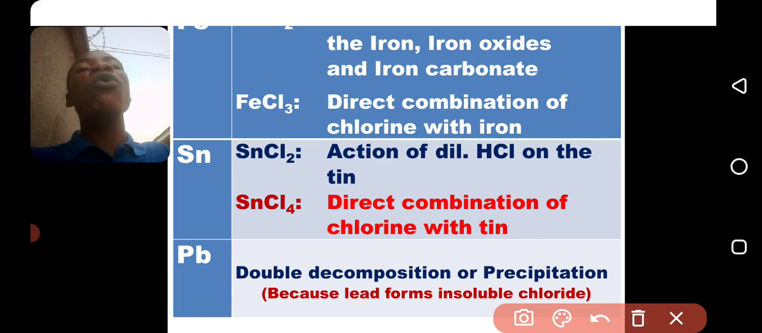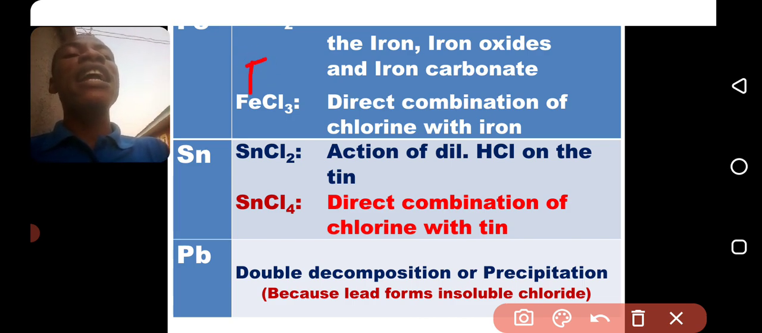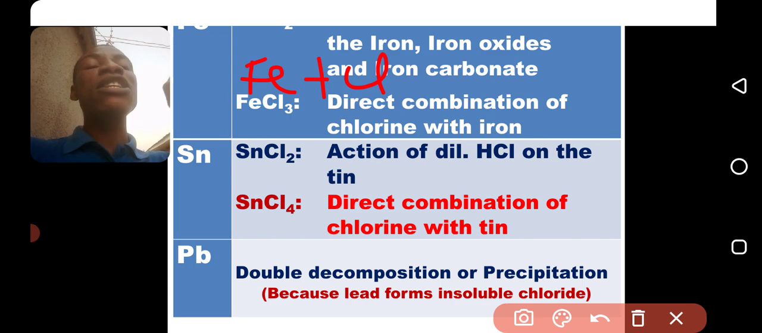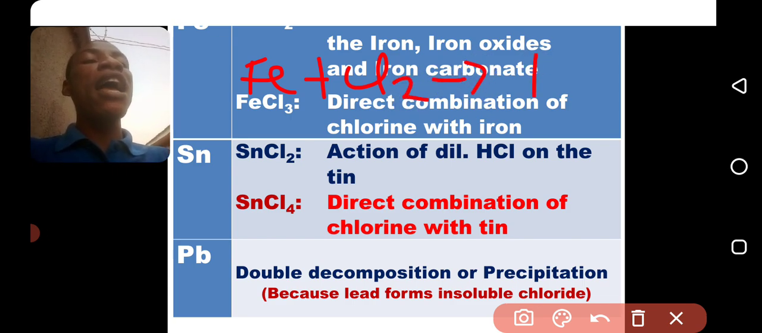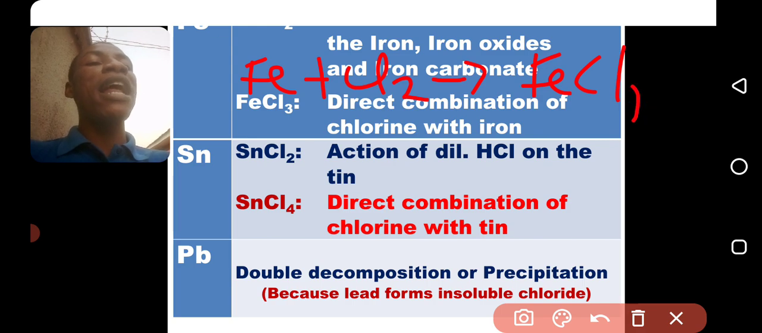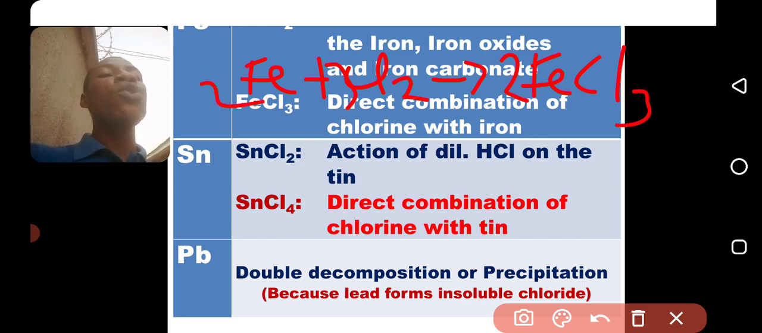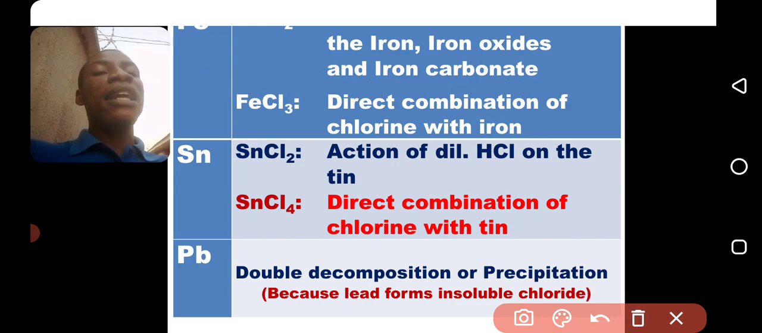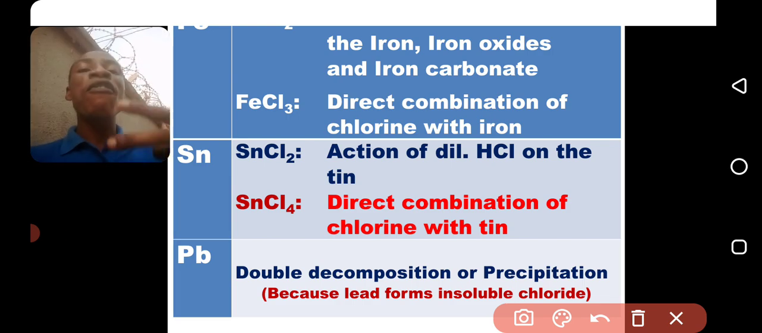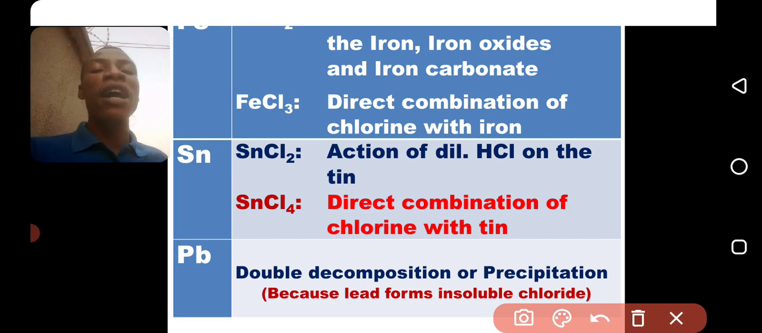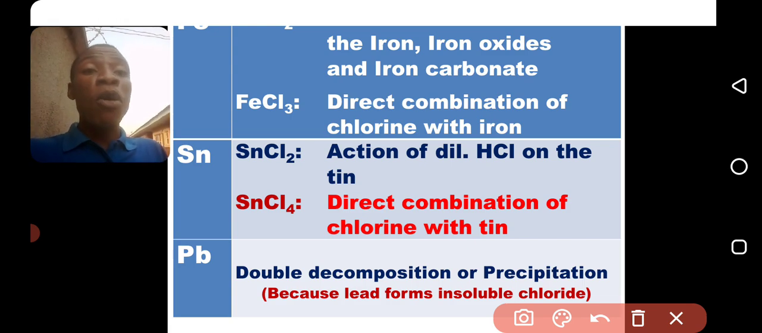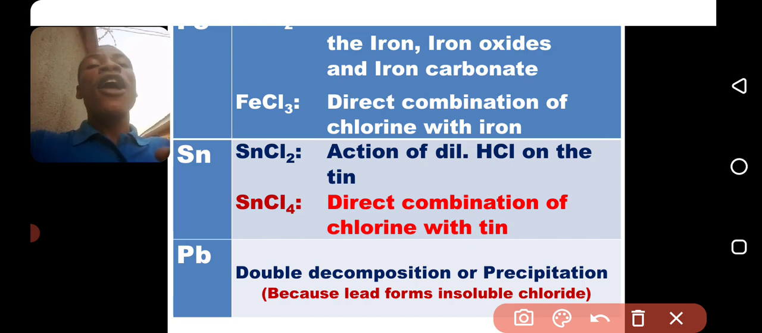But if you want to produce the one with the higher oxidation state of iron, you react the iron directly with chlorine. You call it direct combination. It gives you FeCl3. Then you balance the equation by putting 2 here, 3 here and 2 here. So that is how you prepare the salt of a metal that can have variable oxidation number. The higher oxidation number is prepared by direct combination with the second element, while the lower state is prepared by reaction with the acid, in this case HCl.